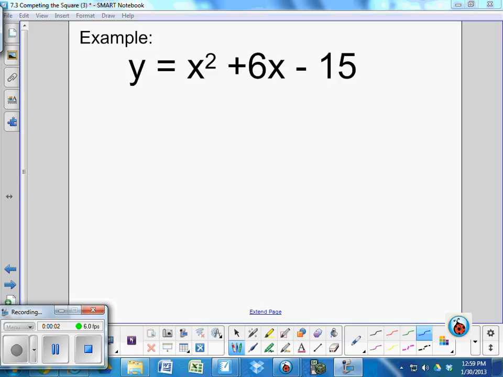We are recording, and we have our first example of completing the square in the year 2013. Are you ready? It goes a little something like this.